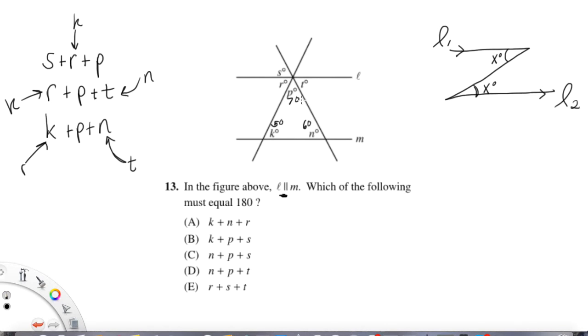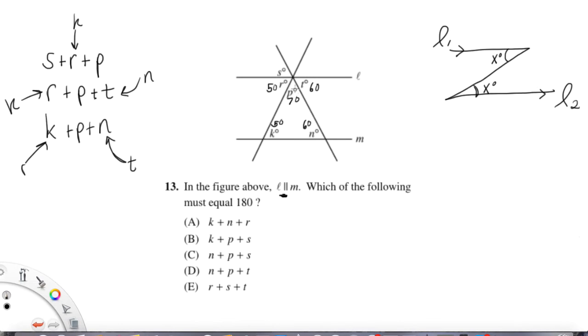Now, what I can also say, because we know the Z rule, if N is 60, then T is also 60. So here's our 60. And in a couple ways, we can tell that R is now 50, both by the Z rule and by the fact that it's a straight line with P and T. So all three of those must add up to 180.